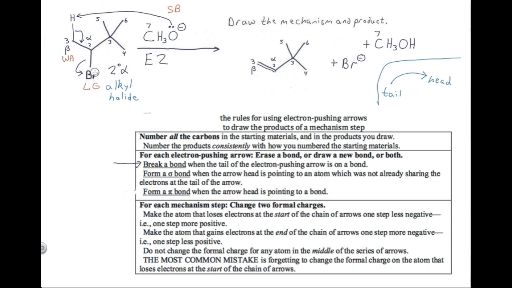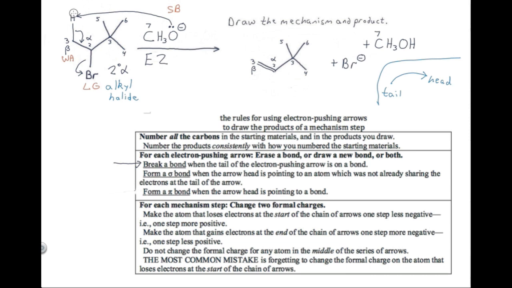Furthermore, since the bromine is at the end of the series of arrows, the bromine is going to be gaining electrons. The bromine started neutral, and it gained electrons. So the bromine should become one step more negative. So we should change the charge on the bromine from neutral to negative, which I've already drawn here. You should always make the atom that gains electrons at the end of the chain of arrows one step more negative. So we've changed the formal charge on the bromine, and we also changed the charge on the oxygen from negative to neutral.